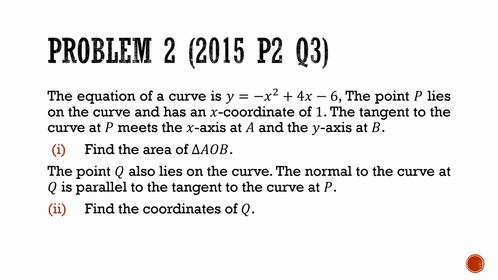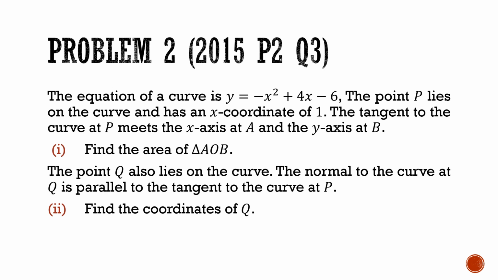Moving on to problem 2, which is taken from the O-levels. We have a quadratic equation y equals -x squared plus 4x minus 6. The point P lies on the curve and has an x coordinate of 1. The tangent to the curve at P meets the x-axis at A and the y-axis at B. Part 1, find the area of triangle AOB.